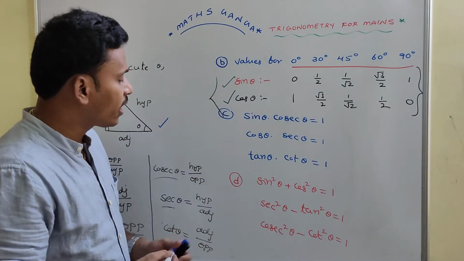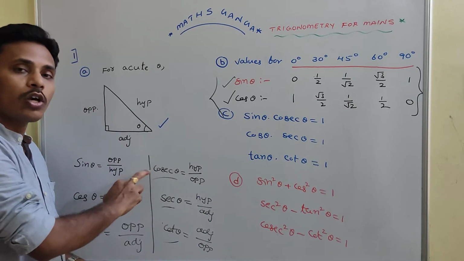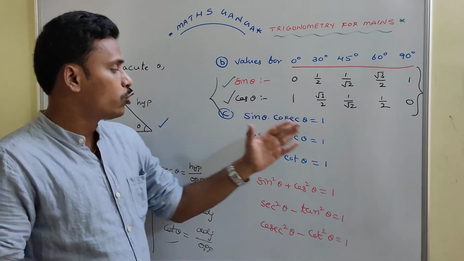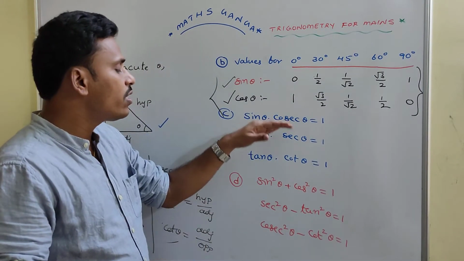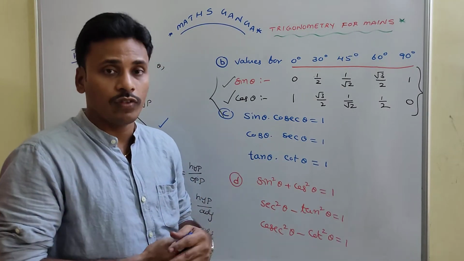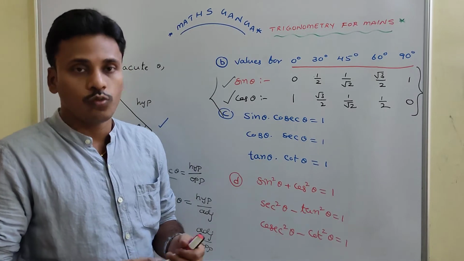The identities like sin theta into cosecant theta is equal to 1. Since these two are reciprocal to one another, for sure their product is 1. And cos theta into secant theta is 1. Whereas tan theta into cot theta is 1. These three identities are true in many angles of theta, but they fail in some situations. You need to memorize all those situations also.